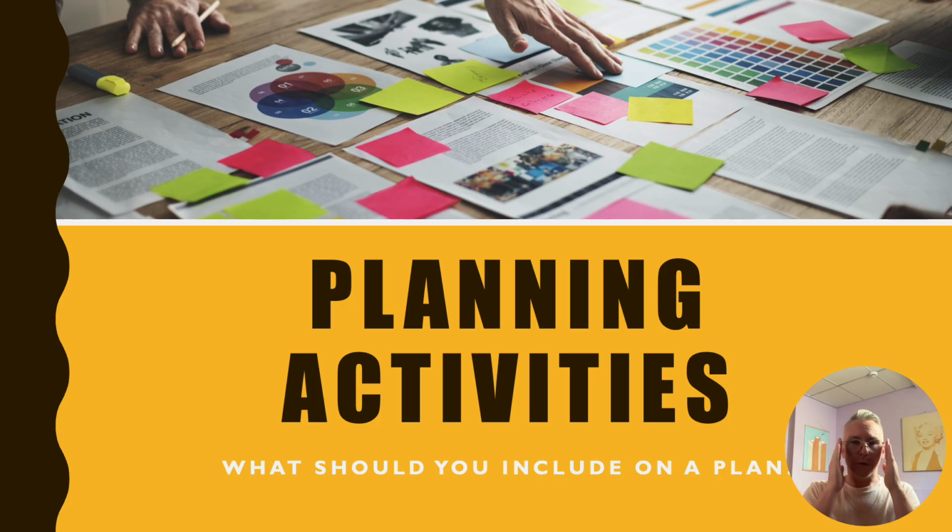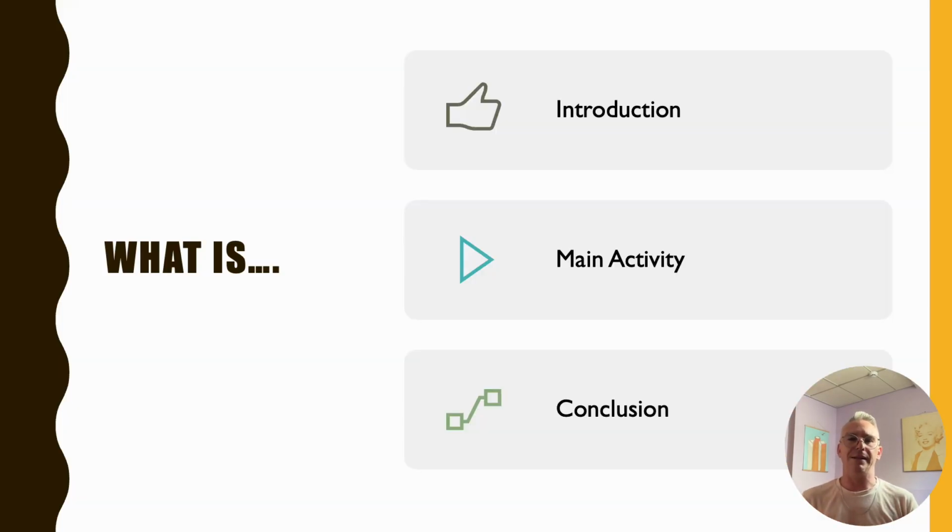Okay, so what we're going to think now is what should be included on an activity plan, and we're going to specifically look at these three elements: the introduction, how the activity is introduced, the main activity or main steps within an activity, and a conclusion, bringing the activity to a close or an end.